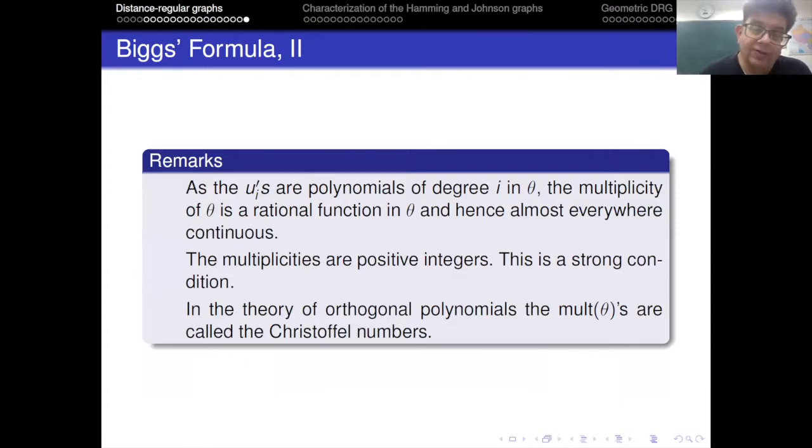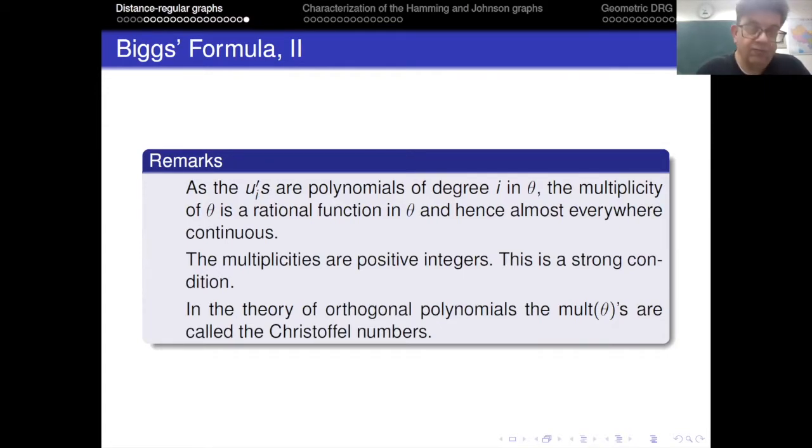Sometimes it's important to know that the multiplicity is a rational function in theta, and it's sometimes good to know when you try to solve things like the Bannai conjecture; you must know these sort of things. Another remark I want to make: the multiplicities are positive integers. And this is a very strong condition. In the theory of orthogonal polynomials, that formula is called the Christoffel number. But I'm not going into that part.